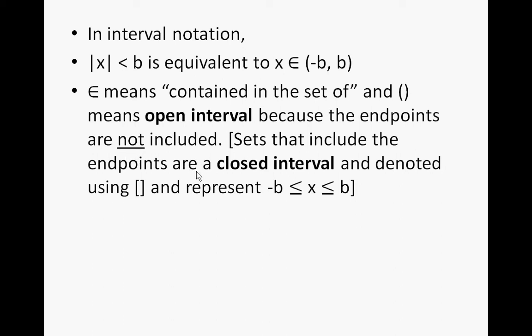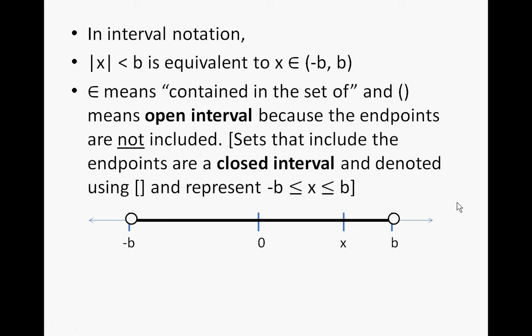Sets that include the endpoints are called closed intervals and are denoted by using square brackets. Notice here it means less than or equal to, so now we are including minus b and b as part of our set. Depending on whether it is less than or less than or equal to, there is a difference between open and closed. You might have seen this in other works, but this would be the same thing as denoting an open set or an open interval.